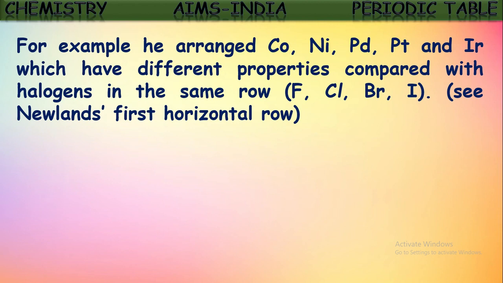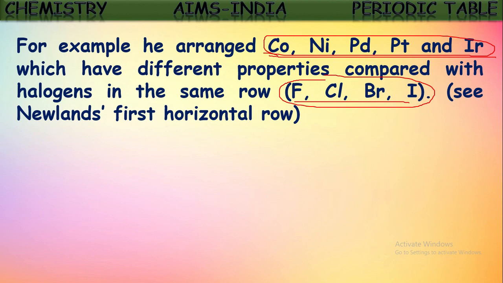For example, he arranged cobalt, nickel, palladium, platinum, and iridium, which have different properties compared with the halogens, in the same row. So all these elements are kept in one column. Cobalt, nickel, palladium, platinum, iridium, and even chlorine, fluorine, bromine, iodine. All these elements are in the same vertical column or group. He classified them as one column, one group of elements, but these all have dissimilar properties. These halogens have one kind of properties, whereas the others have dissimilar properties, but were kept in one column. This we can say is one drawback.